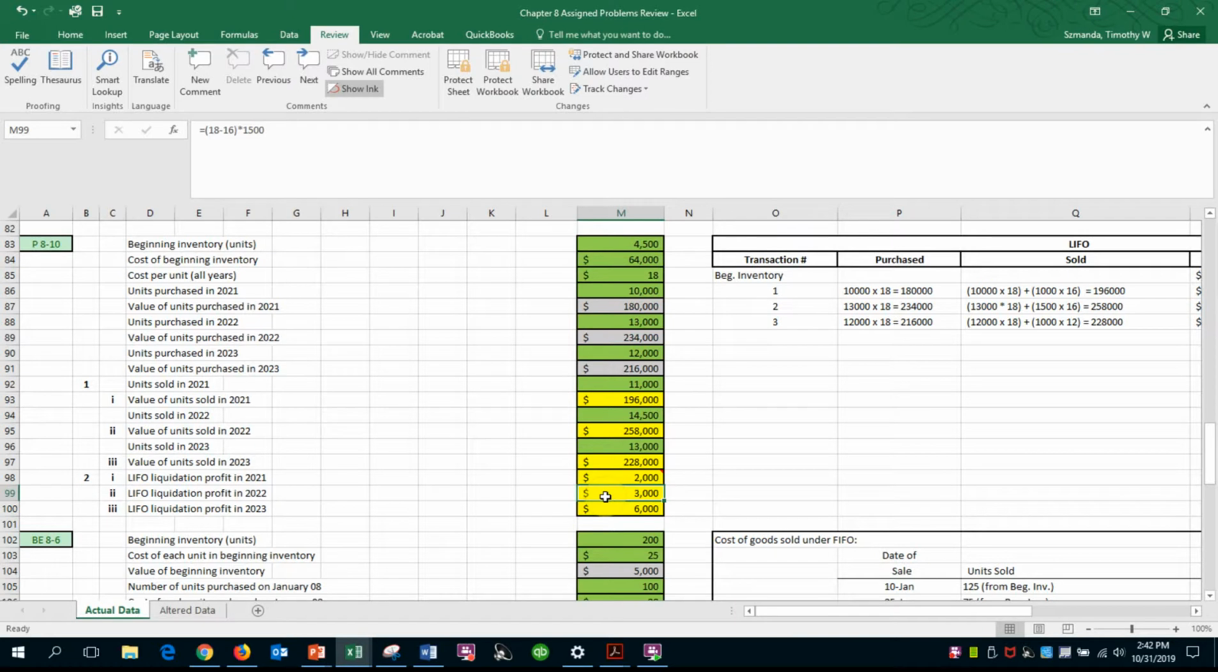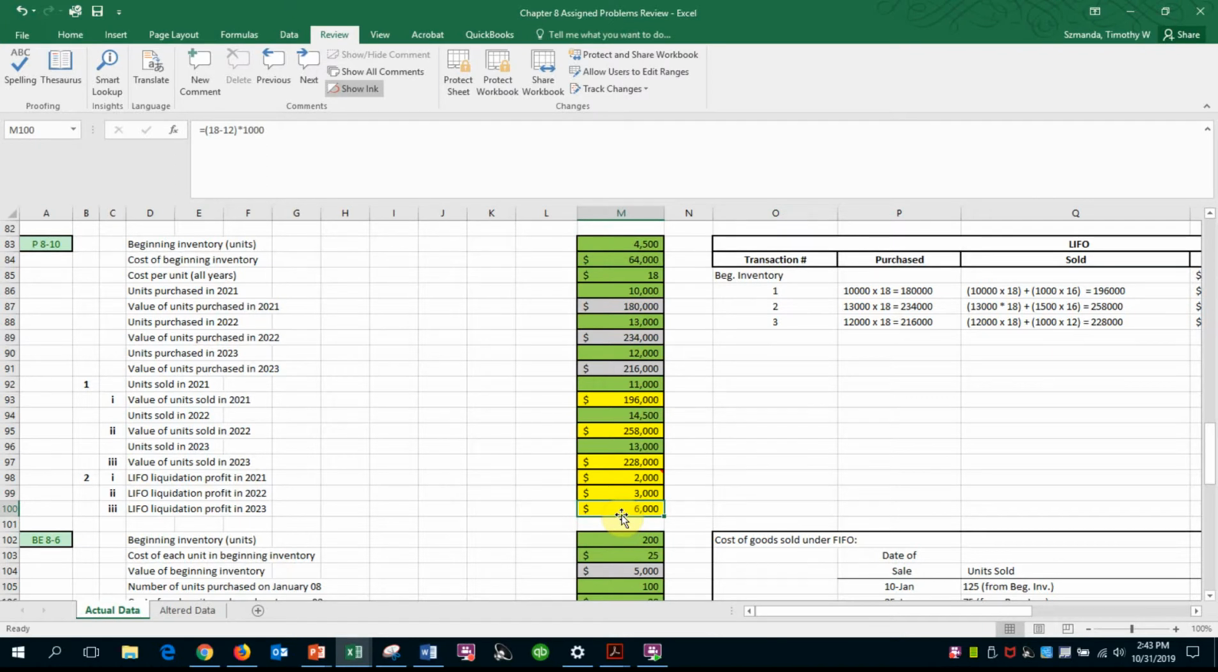And it gets worse. If you move down into 2022, here again I took the 18 minus 16, the current price minus the old price times the 1,500 units that were costed at 16. So 18 minus 16 is 2 times 1,500 units is $3,000. So that's the additional LIFO liquidation profit. And then finally, the third LIFO liquidation profit. Here again, we're going back even further now. We're taking $18 current cost minus $12 because we had to reach all the way back to the very beginning to get those last 1,000 units of cost. So 18 minus 12 is $6 times 1,000 units that were costed at $12, and we wind up with 6,000. So that's that additional LIFO liquidation profit.